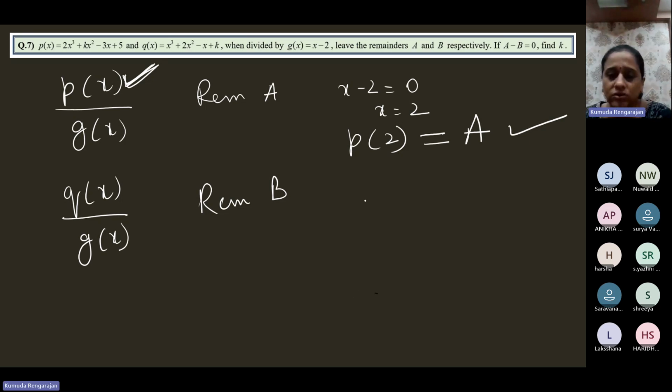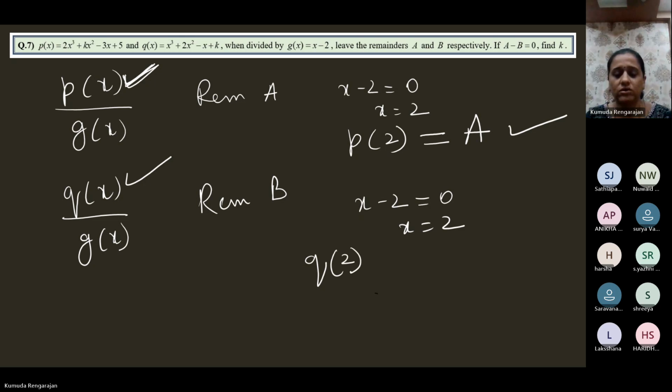The second one also, the divisor is x minus 2. So equated to 0, find the value of x. X is 2. Now find the value of the dividend polynomial at x is equal to 2. This is the dividend polynomial. The value of the dividend polynomial at x is equal to 2 is Q of 2. And when you work out Q of 2, you will get the remainder. And what's the remainder? It's B. So B is equal to Q of 2.